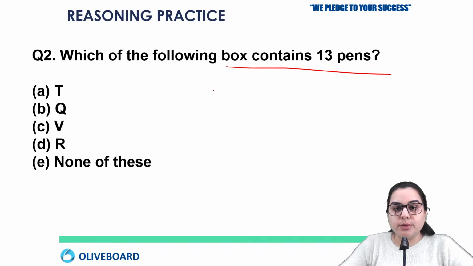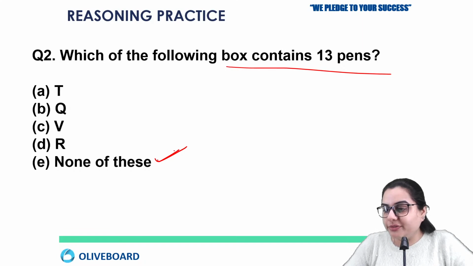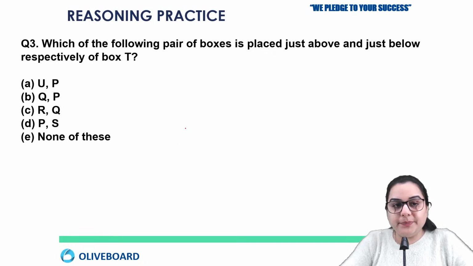So which of the following boxes contains 13 pens? So 13 pens are there in box S, which is not given in the options. So the answer is none of these. For the second question, it is none of these. Right. Eva, correct answer. Next question.